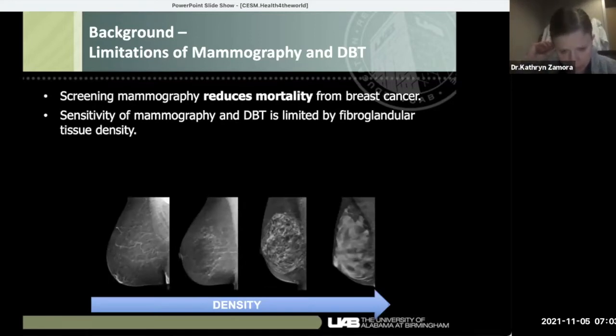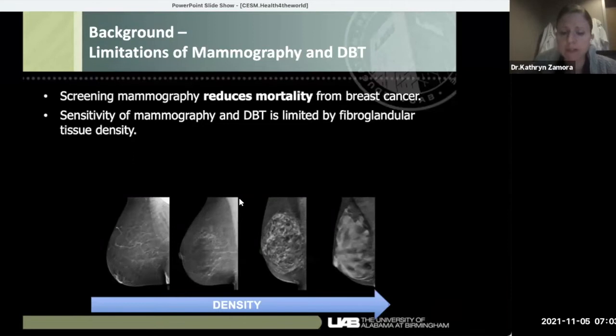Here we have some images of the 4 categories in BI-RADS of breast density, starting on the left of the image. You can see a predominantly fatty breast, and then advancing to the scattered fibroglandular densities, to heterogeneously dense, and to extremely dense breast. If you slice it down in the middle, the 2 to the left of the screen are considered not dense, and the 2 to the right of the screen are considered dense breast, heterogeneously dense, and extremely dense. And that is about 50% of our population here in the United States are considered to have dense breast.